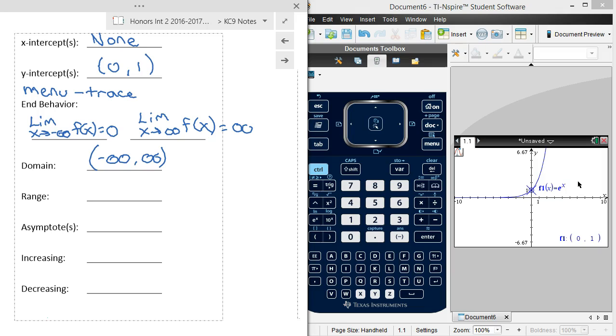My range: well, it does have a horizontal asymptote. Like I said, it never crosses the x-axis. So the range is 0 to infinity. It starts around 0 and goes up.